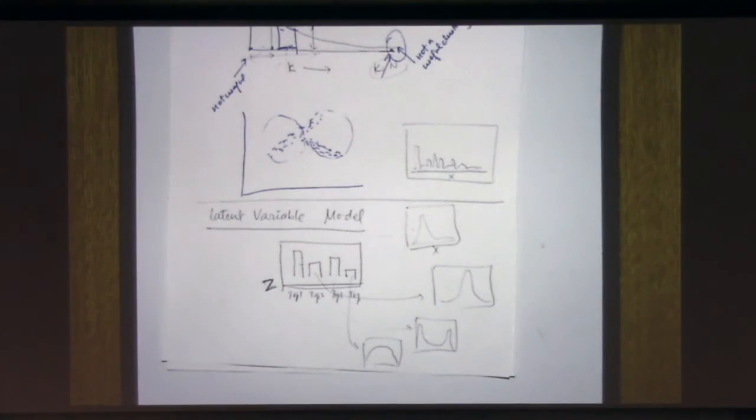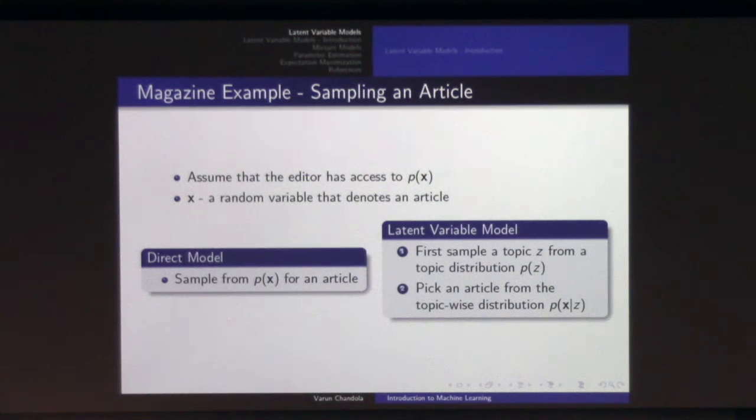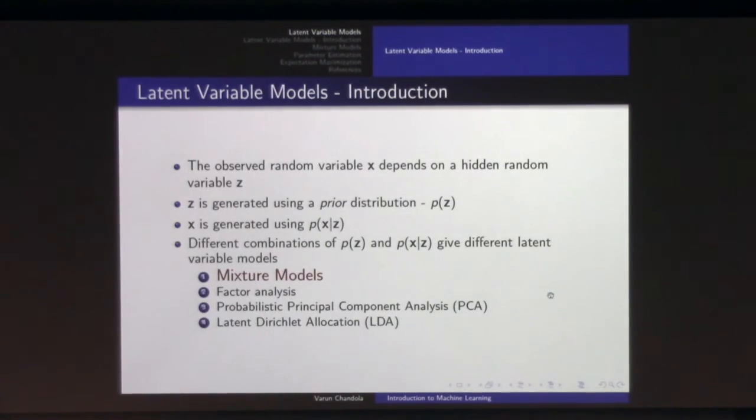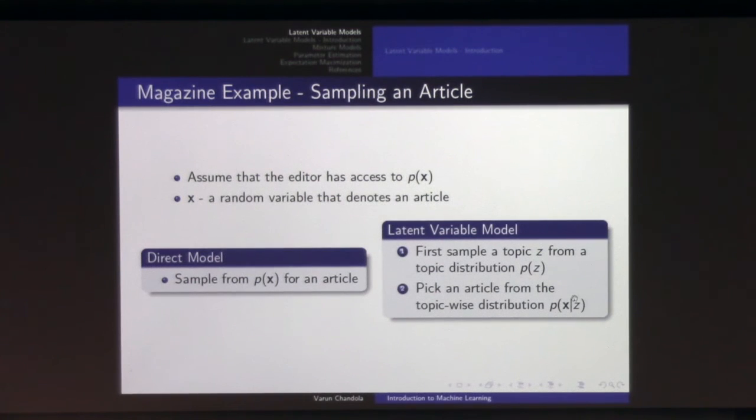So that is essentially the idea behind a motivating example for latent variable models, that there is a hidden variable that generates what you observe. Because when I read the article as a reader, I don't know what topic it came from, right? All I see are the X's. But what I would like to know is what were the Z's that created these X's. They could have come from the same topic, or they could have come from different ones, but I don't know that.